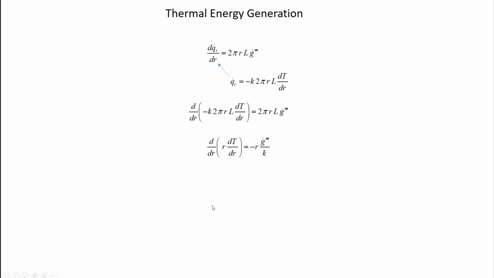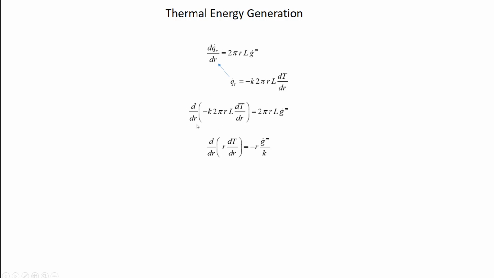Okay, so the rate equation for conduction is Fourier's law. So here's our ODE for energy. I want to turn this into something related to temperature. So here's Fourier's law, right? Fourier's law says that the rate of conduction heat transfer in the radial direction is minus K times the area. The area in the radial direction is 2 pi RL times dT/dr. So I'll plug that into here, and I get this equation here.